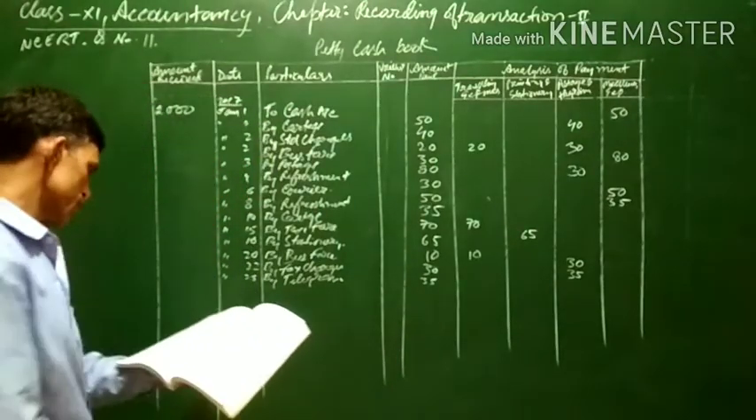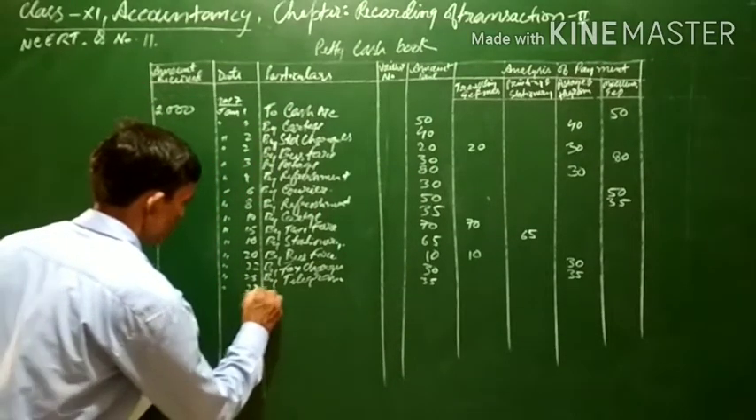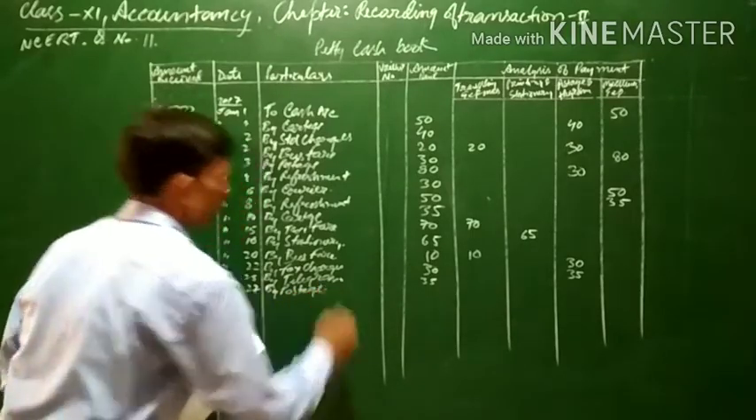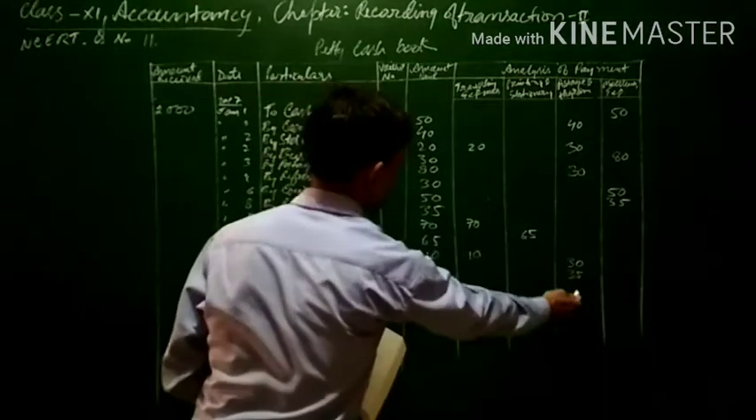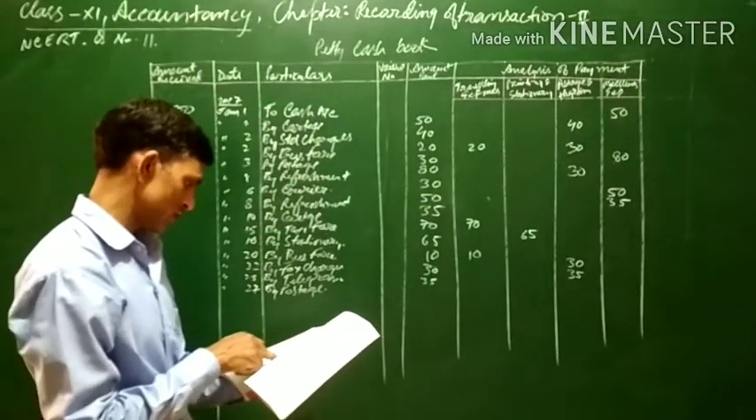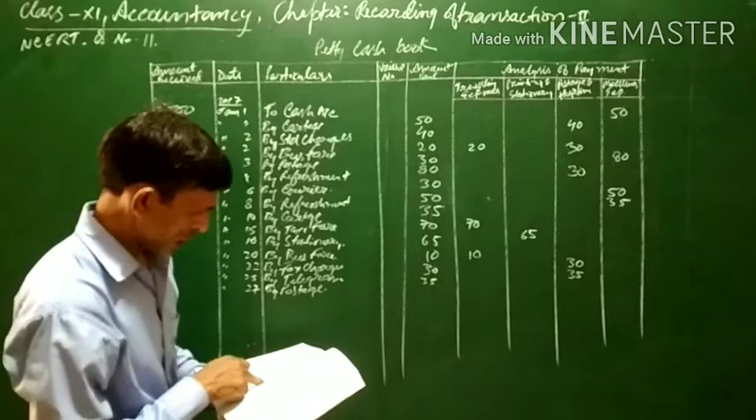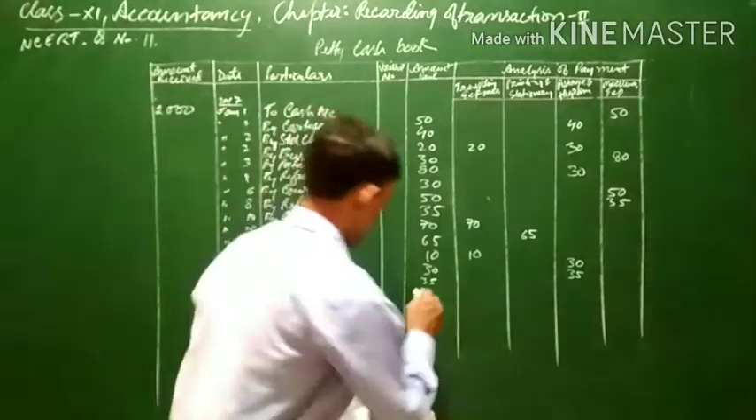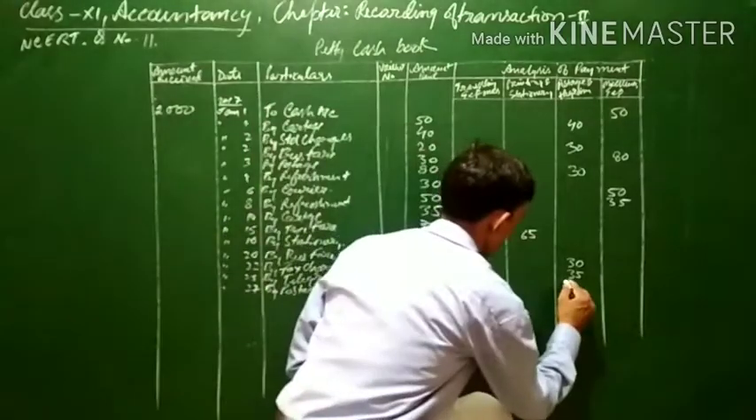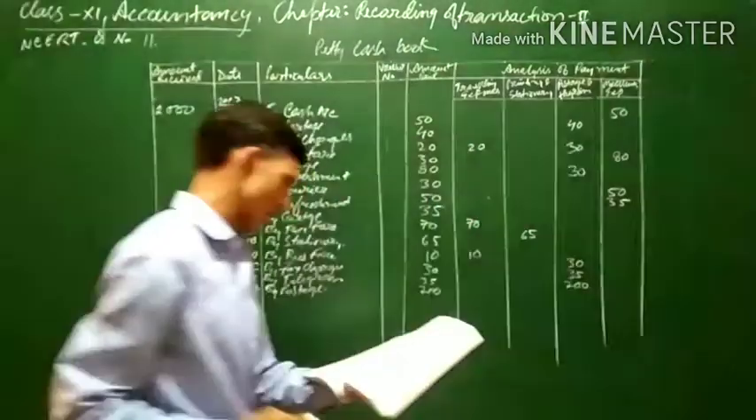Again, postage is there on 27th. By postage. It is related with postage, so it will be written in the postage column. The total amount paid for postage is 200, and 200 will be written in the postage column also.